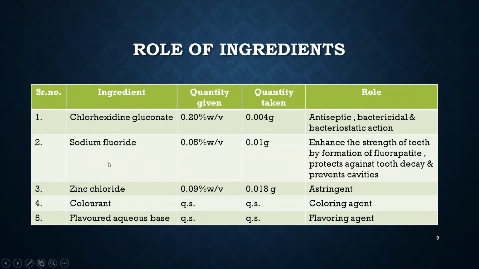So what is the role of each ingredient? Chlorhexidine gluconate acts as an antiseptic, with bactericidal and bacteriostatic action. Sodium fluoride enhances the strength of the teeth by forming fluorapatite and protects against tooth decay and prevents cavities. So you can say it acts as an anti-caries agent. Zinc chloride acts as an astringent, colorant acts as a coloring agent, and flavored aqueous base acts as a flavoring agent. And these are the quantities which are calculated as per the requirement of the mouthwash.